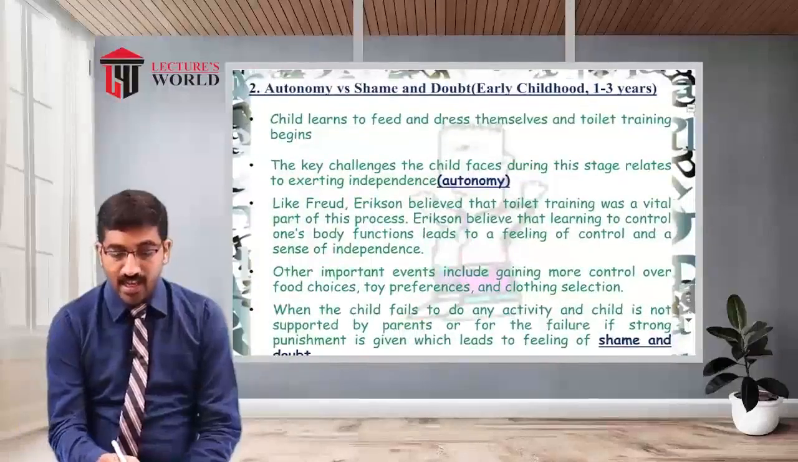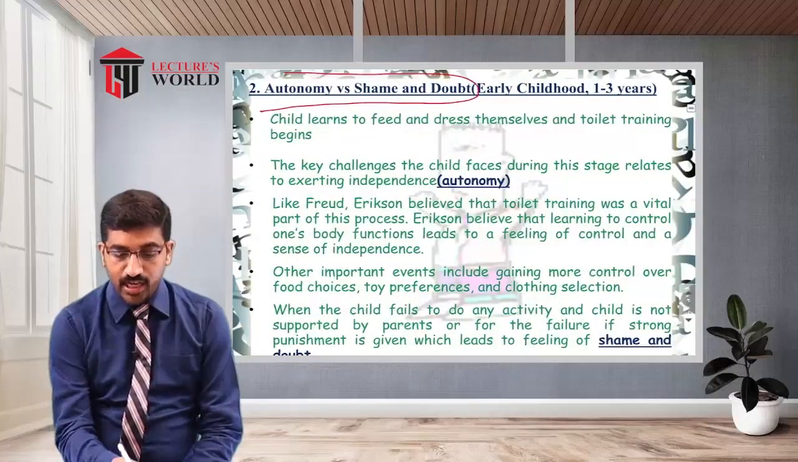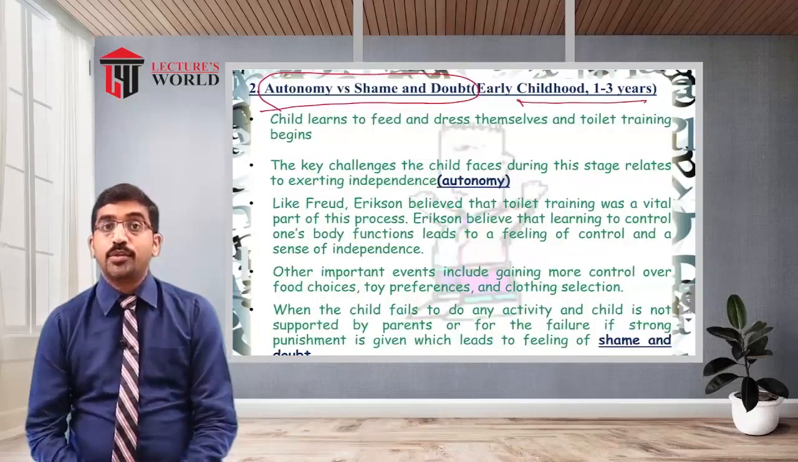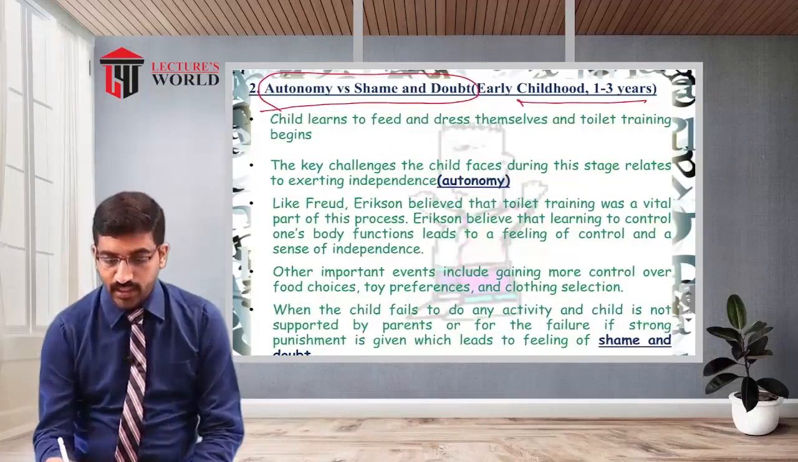The second stage is autonomy versus shame and doubt. It is in early childhood, 1 to 3 years. So 1 to 3 years is known as toddler. Also we can call them toddlers.